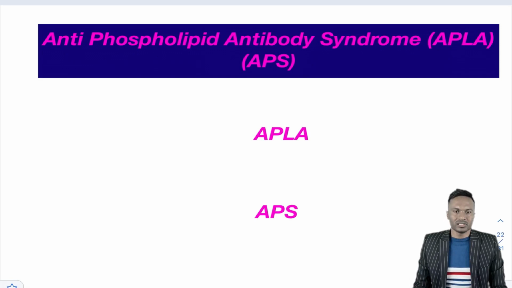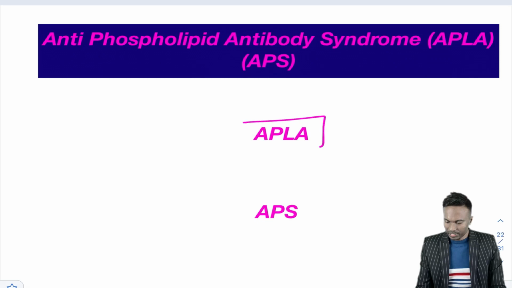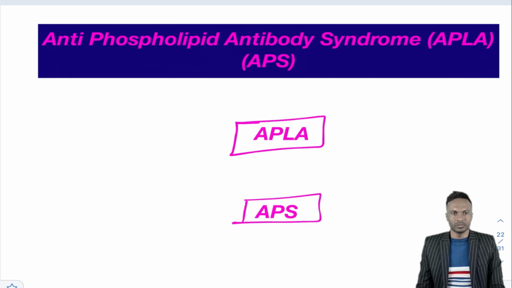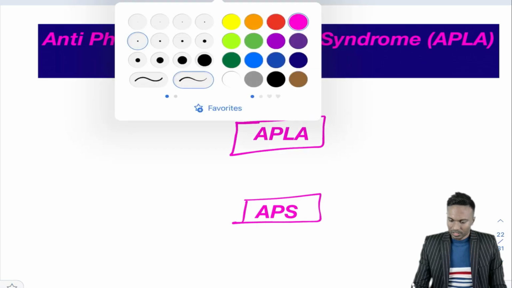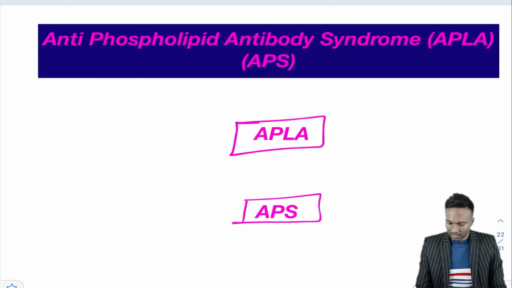Antiphospholipid antibody syndrome. It can also be called antiphospholipid syndrome. What is this? Antiphospholipid antibody syndrome or antiphospholipid syndrome. Quite simple. So these 4 letters and 3 letters carry all the required things which can be needed for memorizing things related to antiphospholipid syndrome. See, first 2 letters.